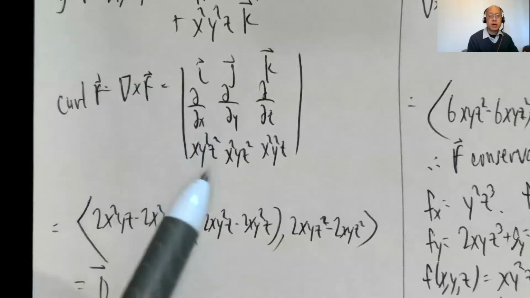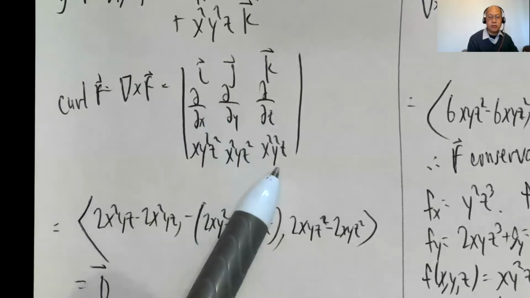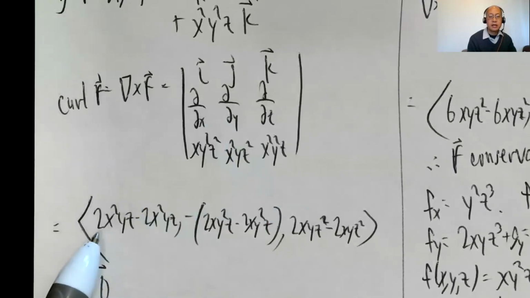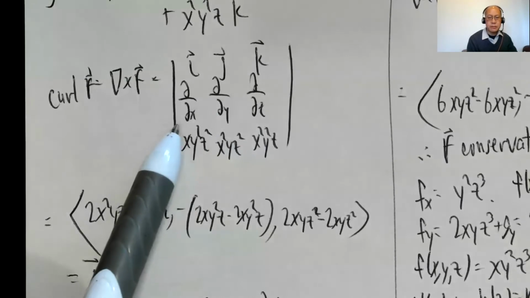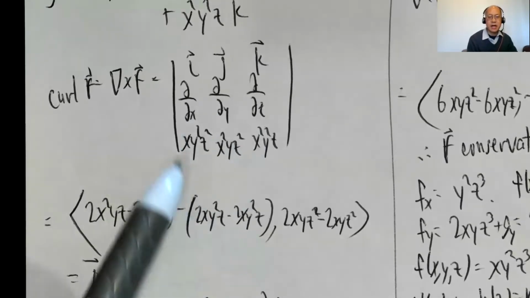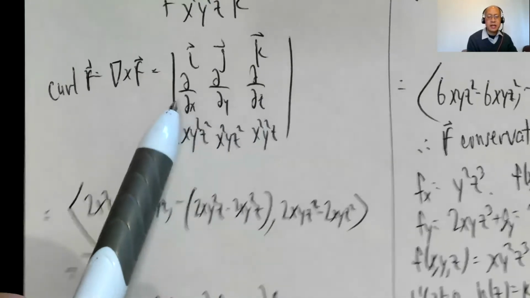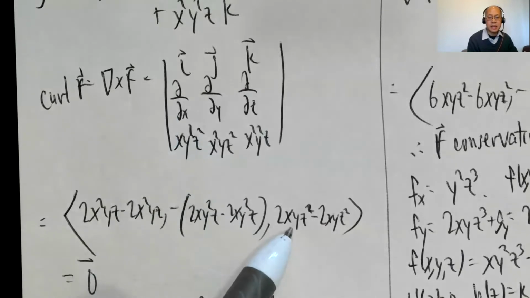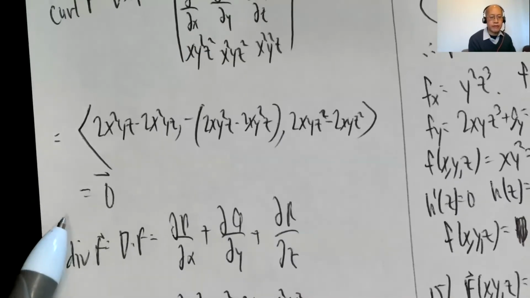The i component is that minus that. So the partial with respect to y is that, and the partial with respect to z is that. The j component is the opposite of the partial with respect to x is that, and the partial with respect to z is that. And then the k component is the partial with respect to x is that, and the partial with respect to y is that. They all come out to be 0, so you end up with a 0 vector.